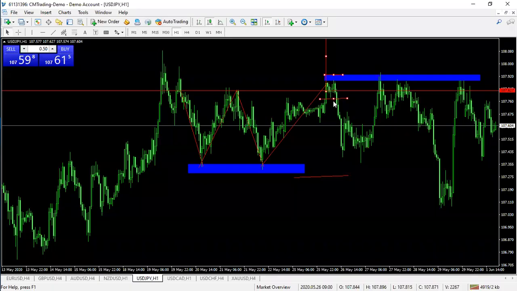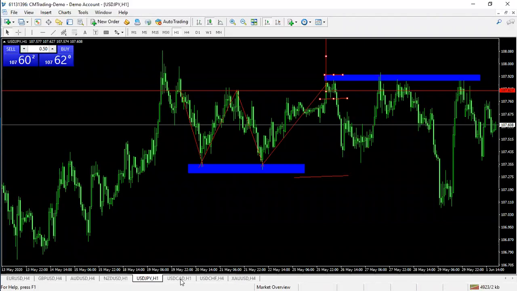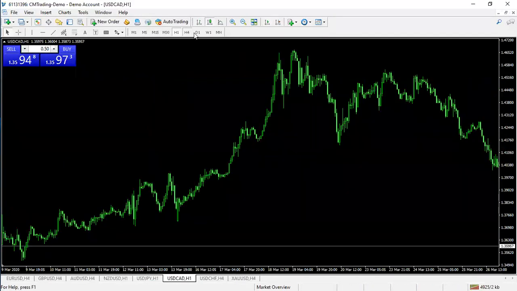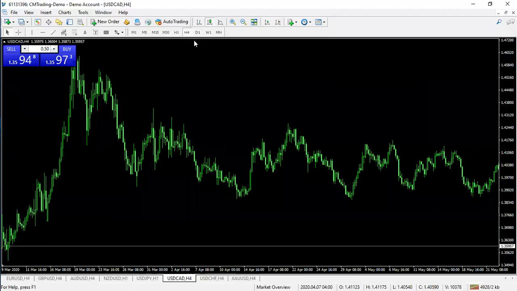Okay, then spike V. Basically what we mean by spike V is when a currency was buying or selling, then all of a sudden there is a V formed. You can see this, then all of a sudden the market turns.